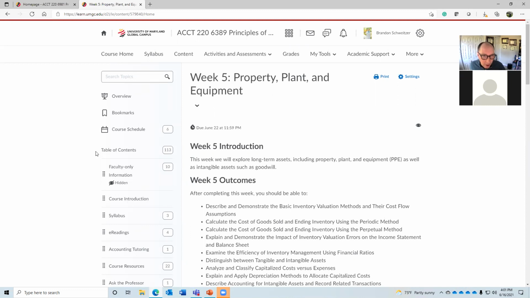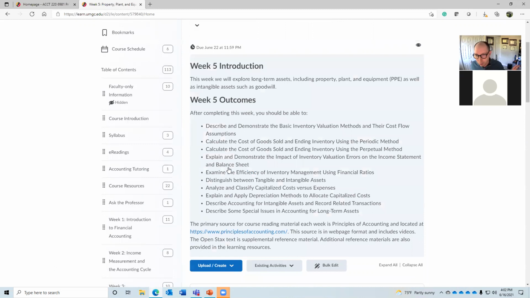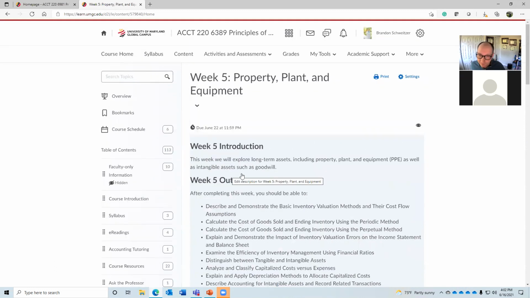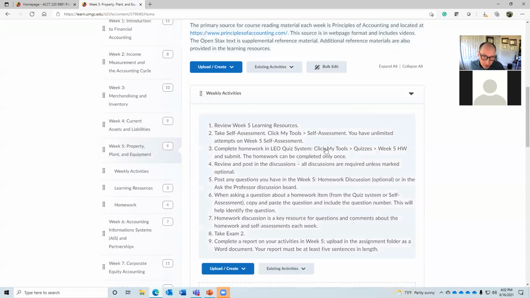So, before we jump into fixed assets, let's quickly talk about where we are, where we're heading. So in the classroom, we are currently in week 5. We had just finished up week 4, current assets and liabilities. Week 5 builds on the concept of assets. And this is more what you would call quote unquote long-term assets or long-lived assets. These are commonly known as fixed assets. Basically, we're talking about property, plant, and equipment, which you'll hear referred to as PPE.